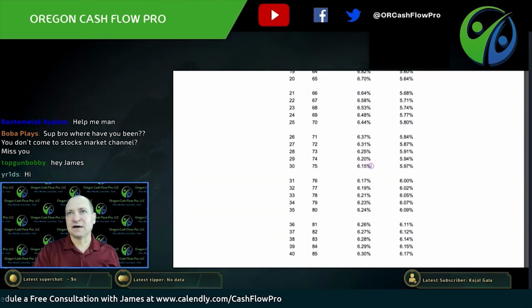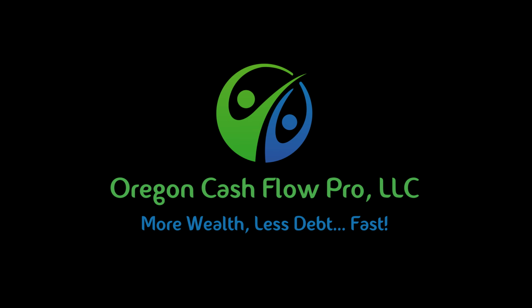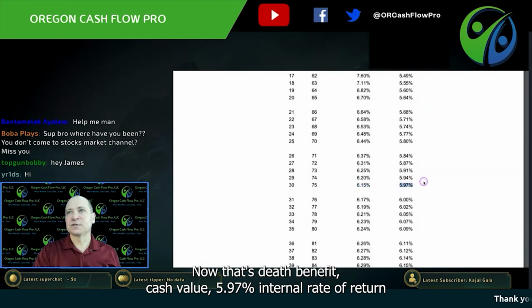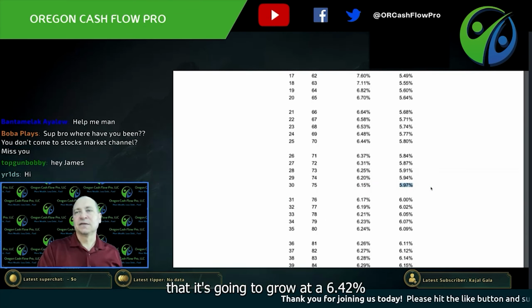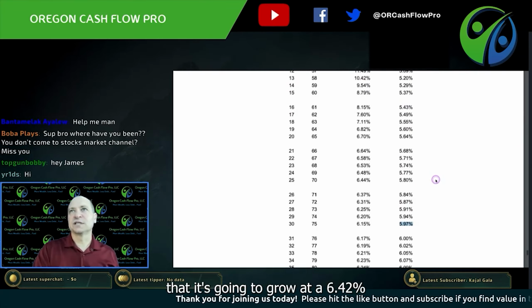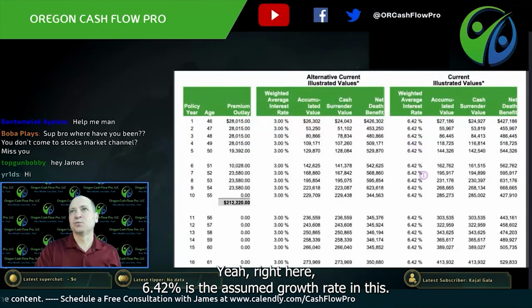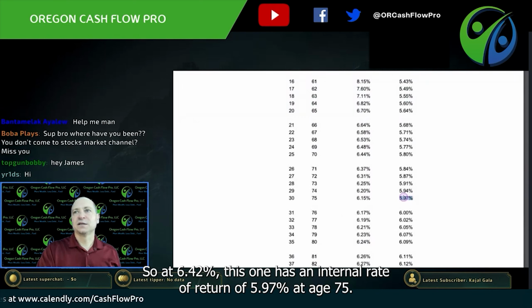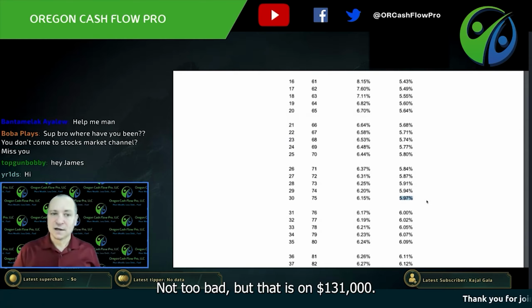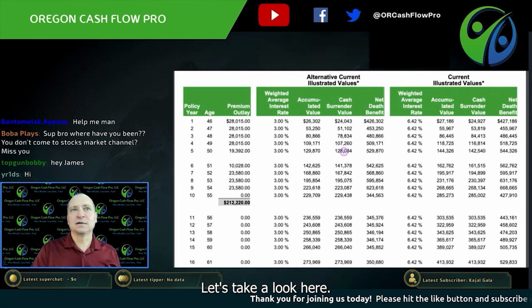So here by 75, we're at a 6.15%. Nope, that's the death benefit. Cash value, 5.97% internal rate of return, with the assumption being made in this policy that it's going to grow at a 6.42% growth rate. This will tell us right at the top here. Yeah, right here. 6.42% is the assumed growth rate in this. So at 6.42%, this one has an internal rate of return of 5.97 at age 75. Not too bad, but that is on $131,000.